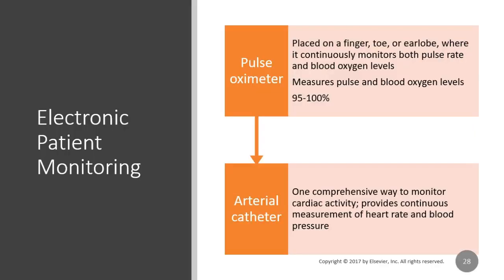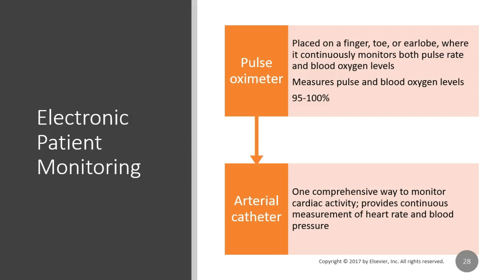All right, so electronic patient monitoring. There's a pulse ox, usually placed on the finger or toe. You can put it on the earlobe. Also, in MRI, I'd always remove those. I didn't trust the wires that they wouldn't burn the patient. So it continuously monitors both pulse rate and blood oxygen levels.